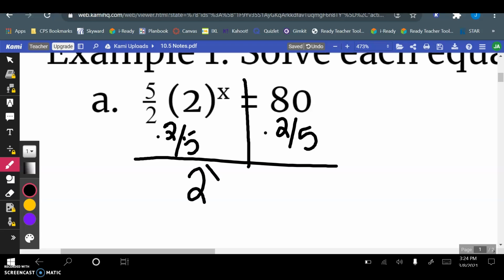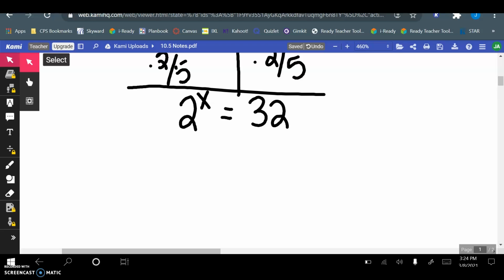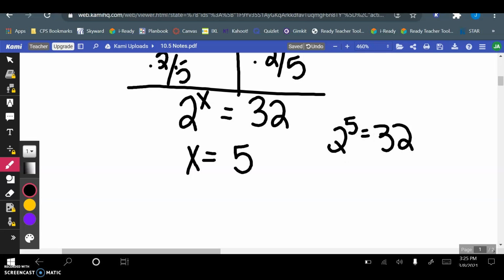So we have 2 to the x power here, and 80 times 2/5 is 32. So then we kind of have to guess and check. 2 to the what power? So how many 2's multiplied together gives us 32? And that would be 5. So 2 times 2 times 2 times 2 times 2 is 32. So x equals 5 because 2 to the 5th power equals 32.